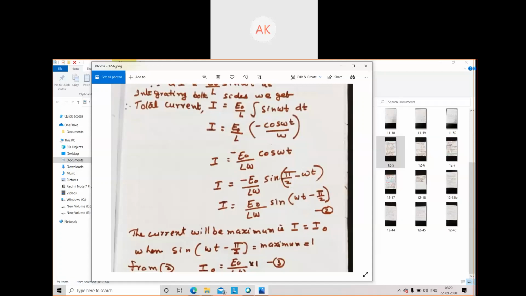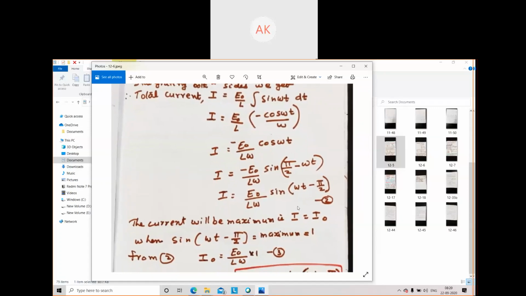So minus into minus becomes plus. So plus omega t we got. When you multiply this minus with these two terms, omega t becomes plus, but pi by 2 becomes minus. So we get omega t minus pi by 2. Now you can compare both the equations. E equal to E0 sin omega t. I equal to I0 sin omega t minus pi by 2.